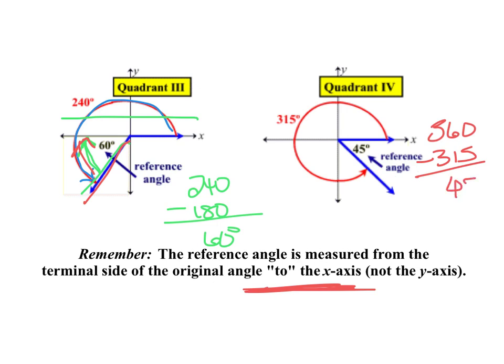So that would be 45 degrees. So that's the different reference angles. Remember, quadrant 1, it's its own reference angle. Quadrant 2, you subtract from 180. Quadrant 3, you subtract 180 from the angle. And quadrant 4, you subtract the angle from 360. I have it all written down on one of the next slides.